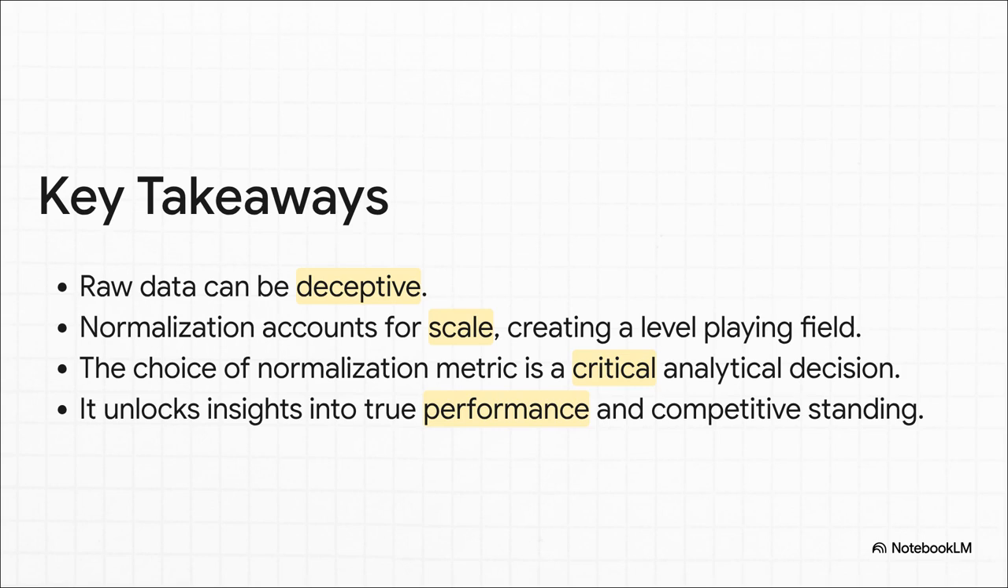Okay, so what are the key takeaways here? First, raw data by itself is often not enough. Second, normalization is what creates that level playing field by accounting for scale. Third, the metric you choose to normalize by, whether it's revenue or production or employees, is a huge context-dependent decision. And finally, when you do it right, this whole process is what turns simple data points into powerful, actionable intelligence about how a company is really doing.